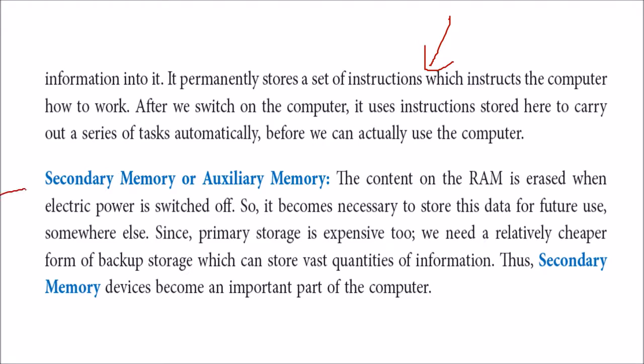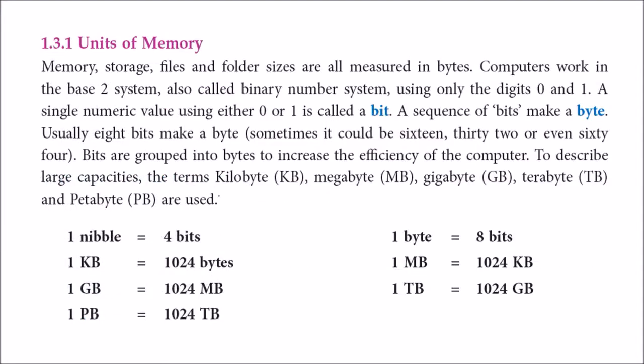Then the secondary memory, or auxiliary memory. The content of the RAM, as we saw, is erased when the power is switched off. So it becomes very important for us to have some way to save the data for future use. Primary storage is expensive, so we need this backup storage. For that we have secondary memory. This is also an important part of the computer.